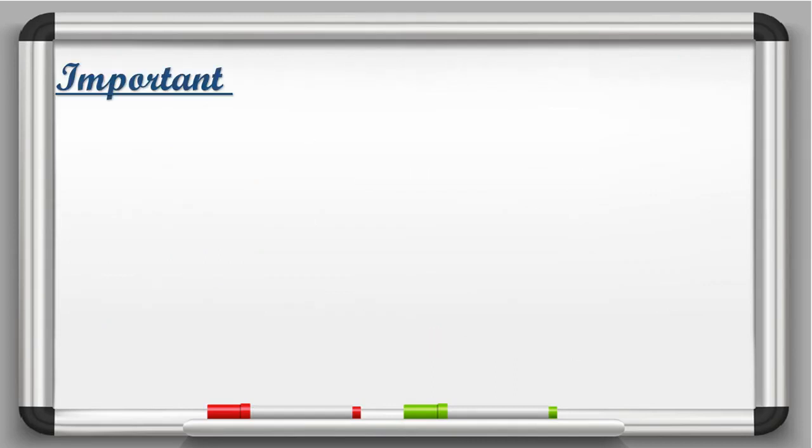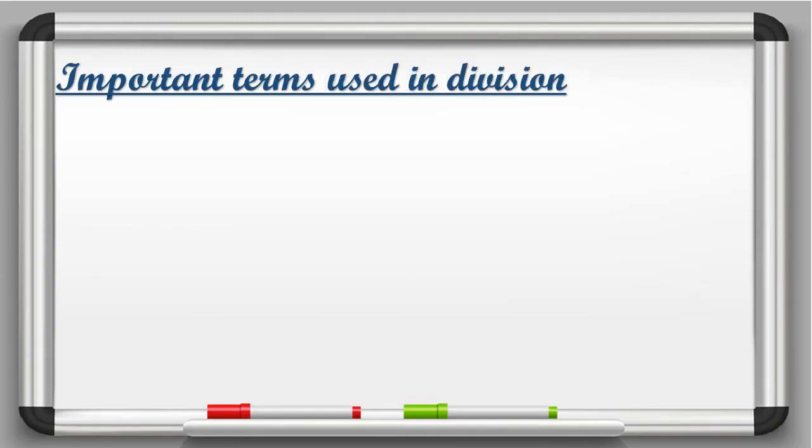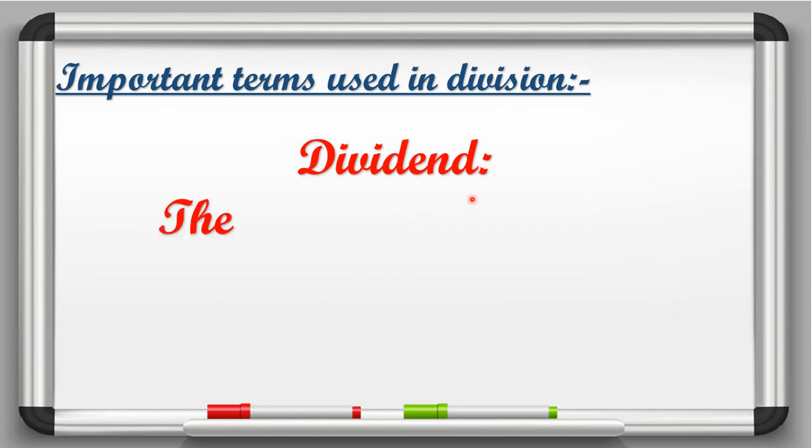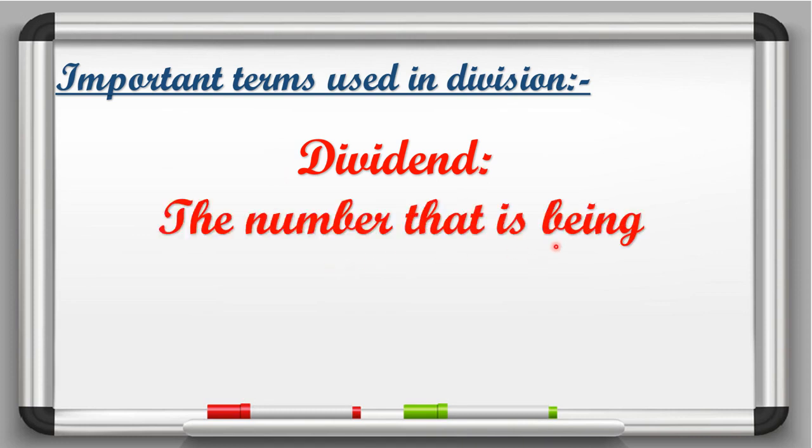Now the next is important terms used in division. Beta, now we will learn which terms we can use in division. Okay, so the number one is dividend. So what is the spelling of dividend? D-I-V-I-D-E-N-D. Dividend. What is dividend, beta? The number that is being divided.